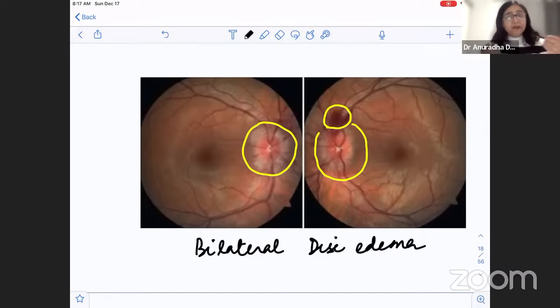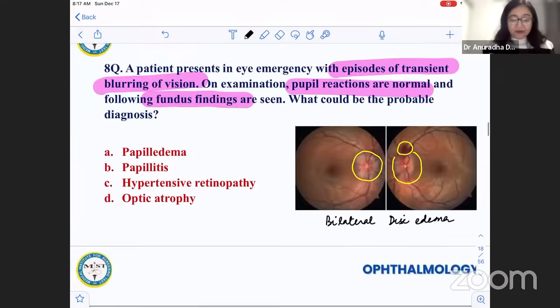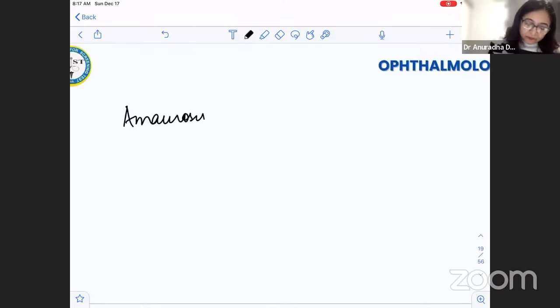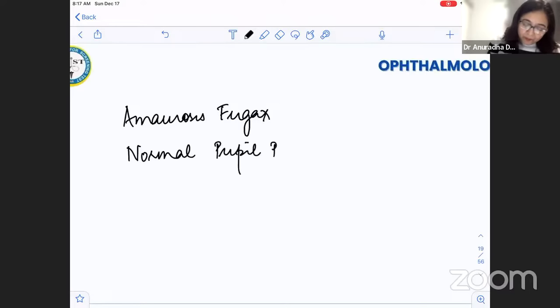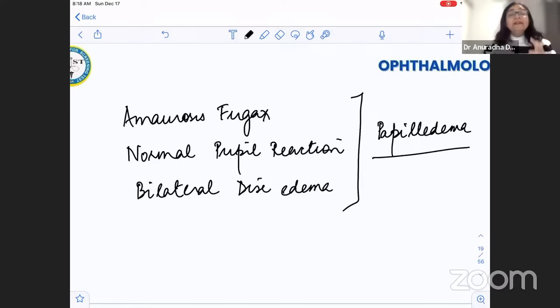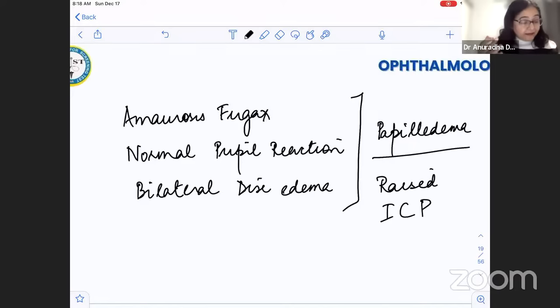Now, whether this is due to inflammation or due to another reason, that we have to see. Okay. Now, in inflammation, the pupil reaction will not be normal beta. There will be RAPD. So what is the condition in which there is bilateral disc edema, but pupil reactions are normal? So now you have to compile everything. Patient is having amaurosis fugax, normal pupil reaction, bilateral disc edema. Okay, so all this will be seen in papilledema beta. Papilledema, which is disc edema due to raised intracranial pressure or raised intracranial tension.